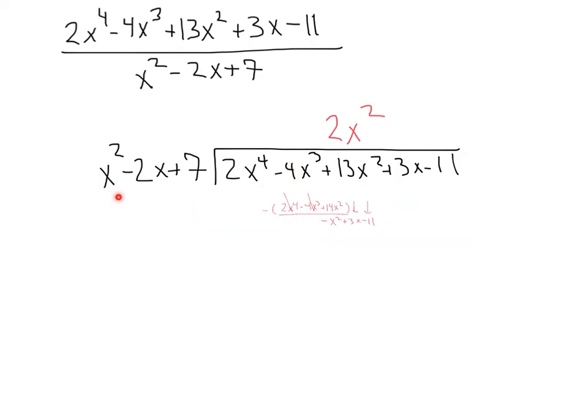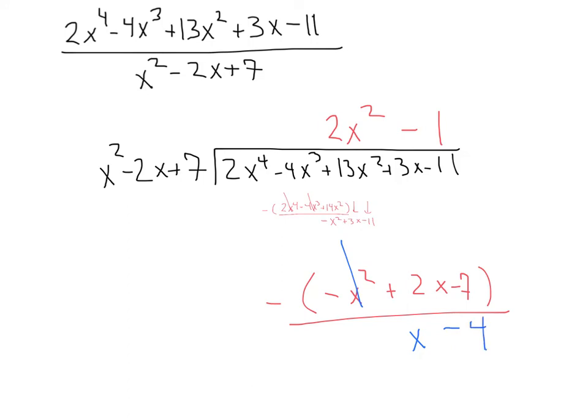Then we go back up here, we see x squared times what is negative x squared? Well, that's just going to be minus 1. So I go ahead and do negative 1 times this whole thing here. That's going to be negative x squared plus 2x minus 7. I subtract the whole thing. These are going to cancel out. I'm going to get 3x minus 2x will be x. Negative 11 plus 7 is going to give me negative 4.